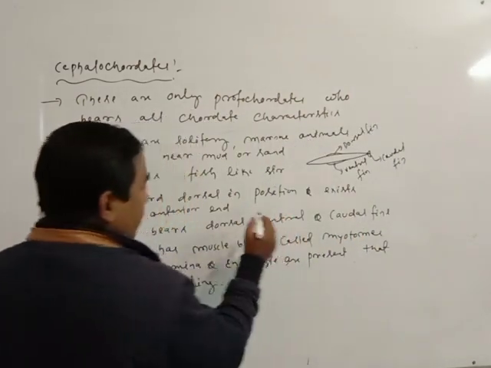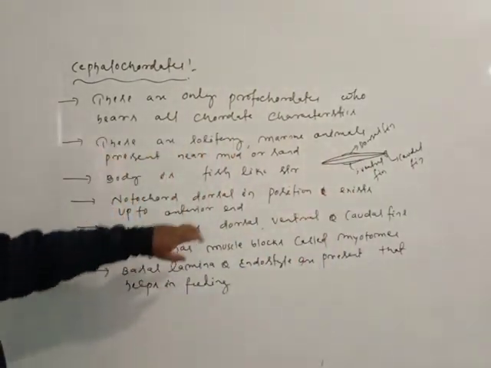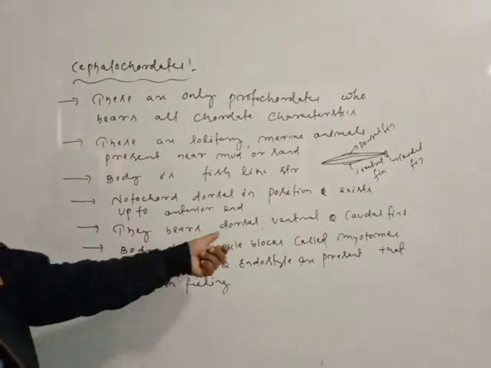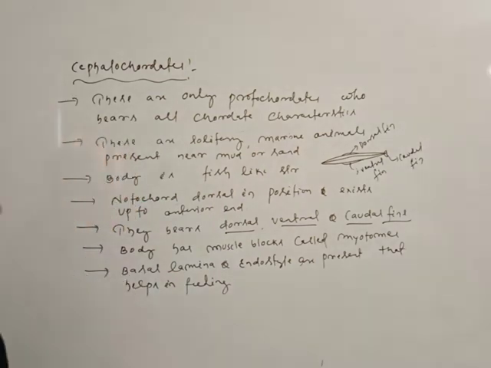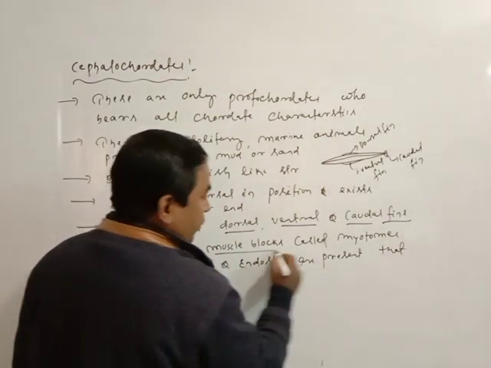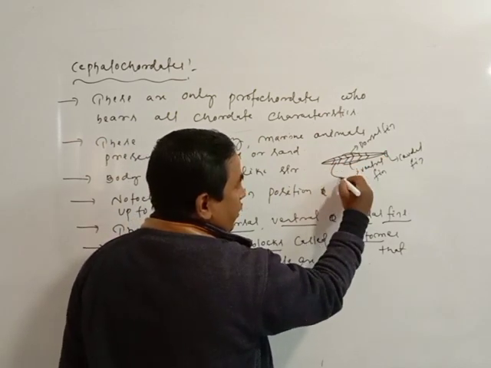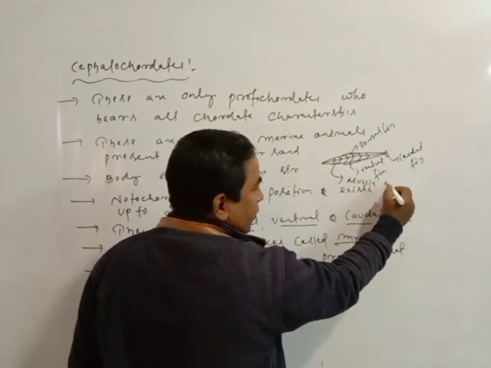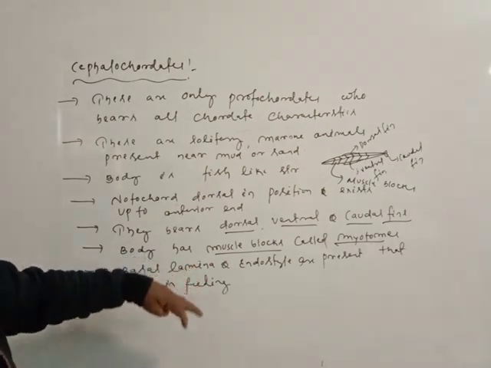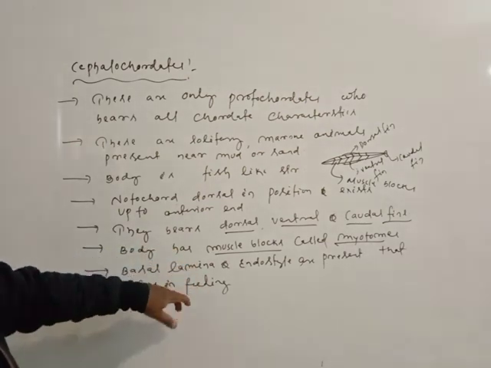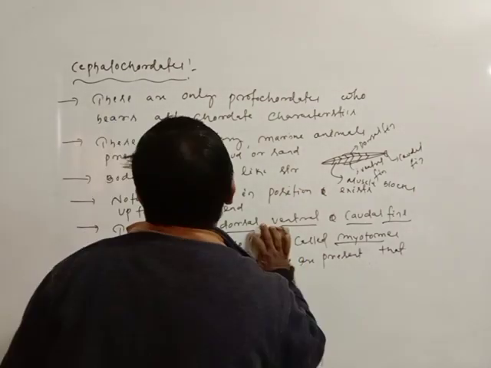Notochord is dorsal in position, so it exists throughout its body except the anterior end, or except the head region. The body bears dorsal, ventral, and caudal fins, which help in locomotion. Body has muscle blocks called myotomes. See, the body bears this type of structure. So these are called muscle blocks. Basal lamina and endostyle are present in the anterior end of its body and help in feeding or collection of food.